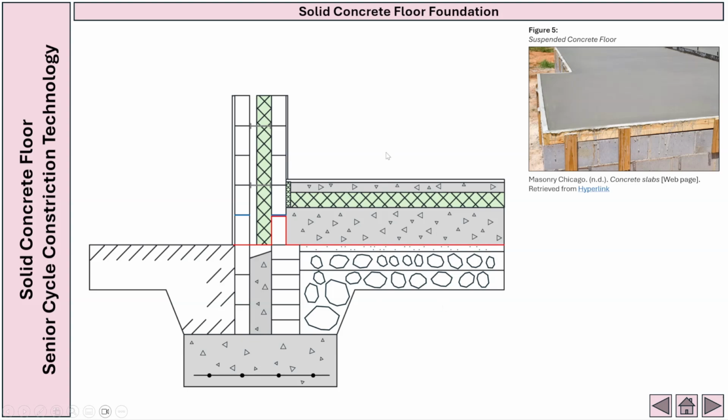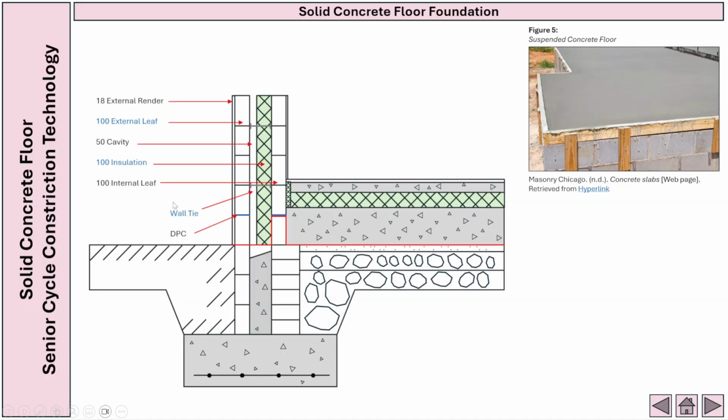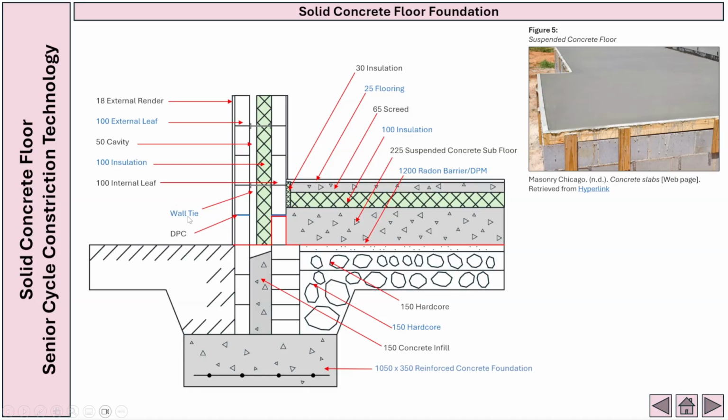Once that's finished, we have got our damp-proof membrane or our radon barrier to prevent radon gases from penetrating up into the dwelling. We have our damp-proof course, our DPC, to prevent capillary action, and we have our wall ties here to secure the external and internal leaf together. Once that's done, we're just going to label all of the components of the solid concrete floor foundation.